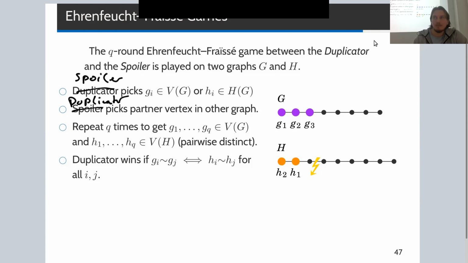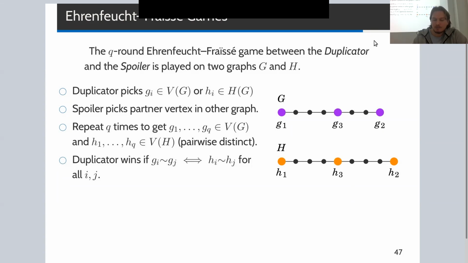So maybe a smarter way to play would be to mimic the behavior better. So if the spoiler picks G1, then maybe the duplicator corresponds with H1 there, like the vertex is very similar. If it picks G2, then the duplicator corresponds there. So far, everything is isomorphic, right? G1 and G2 are not adjacent, and H1 and H2 are also not adjacent. And next, maybe with H3 here, the duplicator corresponds with G3 there. So far, everything good. H4 here, G4 here, everything good. But now, if H5 is chosen here, then the duplicator cannot find a matching vertex anymore. No matter where he puts G5, it will always be adjacent to some vertex, while here below it is required that H5 is not adjacent to any of the vertices that have been chosen already. So in this game, the spoiler would win at some point.